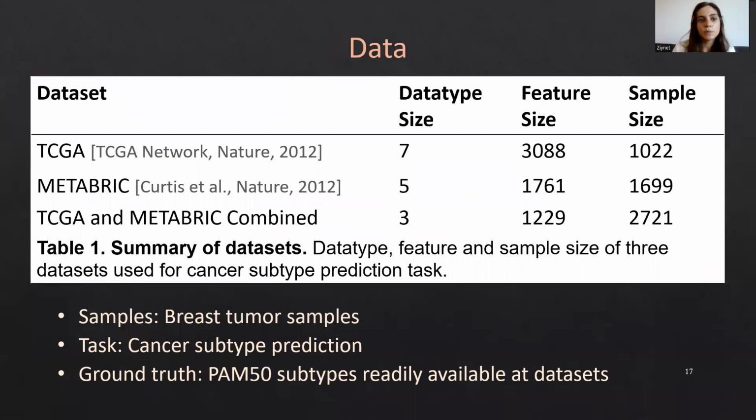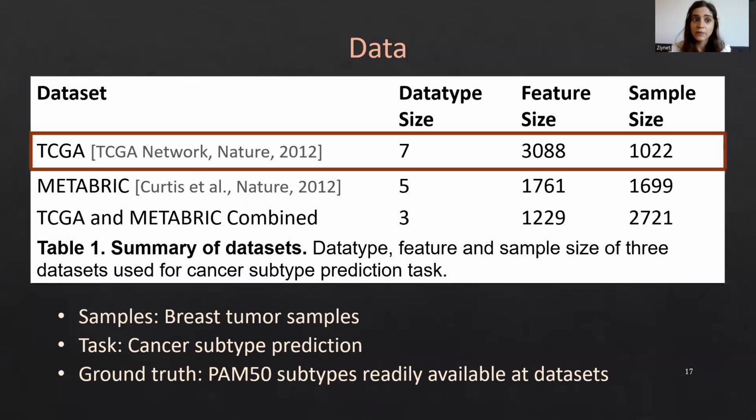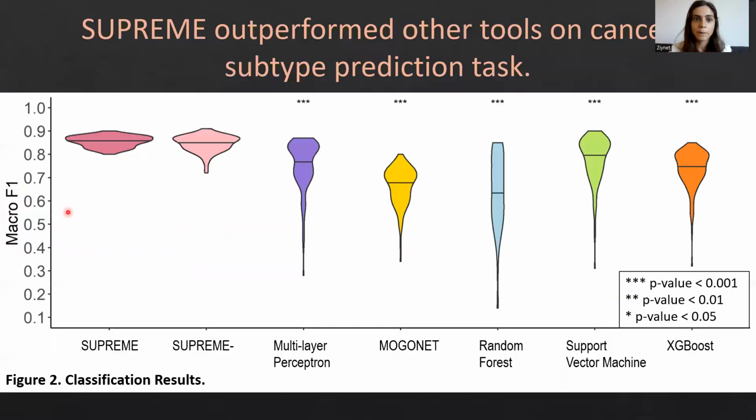We apply Supreme to TCGA, METABRIC, and the combined data set separately. Here the task is cancer subtype prediction, and we are using ground truth as PAM50 subtypes, which are readily available in those data sets. We will show results on TCGA only for the sake of time. Here we show the performance of Supreme against the other tools. We use macro F1 score as our evaluation metric.